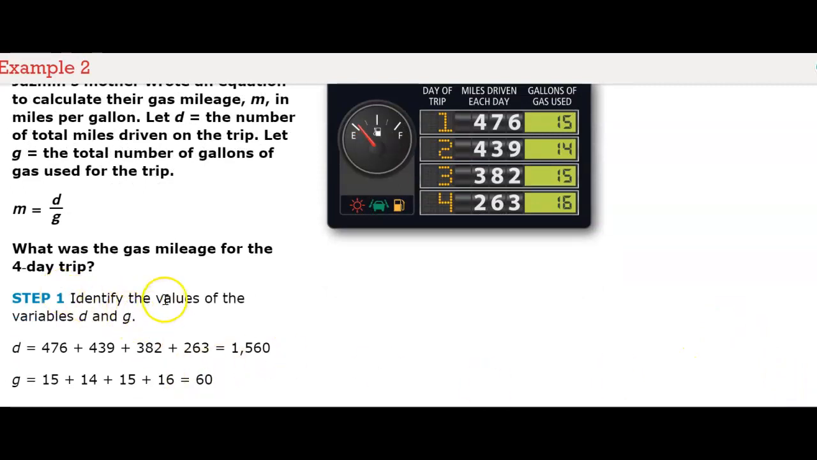Step 1 says to identify the values of the variables D and G. So D is the number of total miles. So we have total miles as the value on the other side of the equal sign. And G represents the total number of gallons of gas. So then you have G on the other side of the equal sign after all the values. So the total miles is all of these. You add it up, that gives you D, which is 1,560. Then you have all of your gallons of gas, add it up, and it equals 60.